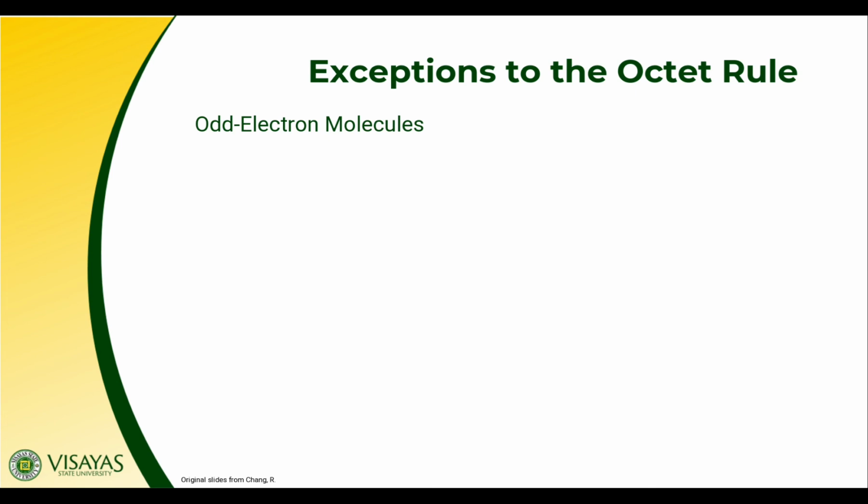We also have odd electron molecules. Just like in this structure here, nitrogen has 5 valence electrons, whereas oxygen has 6. So the total electrons would be 11, which is an odd number.